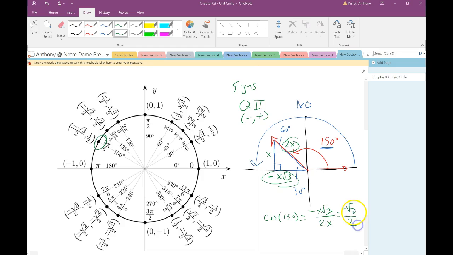So I have negative 3 over 2. That's my x-coordinate. And my y-coordinate then is sine of 150, which is just opposite over hypotenuse, which is going to be x over 2x, or 1/2.